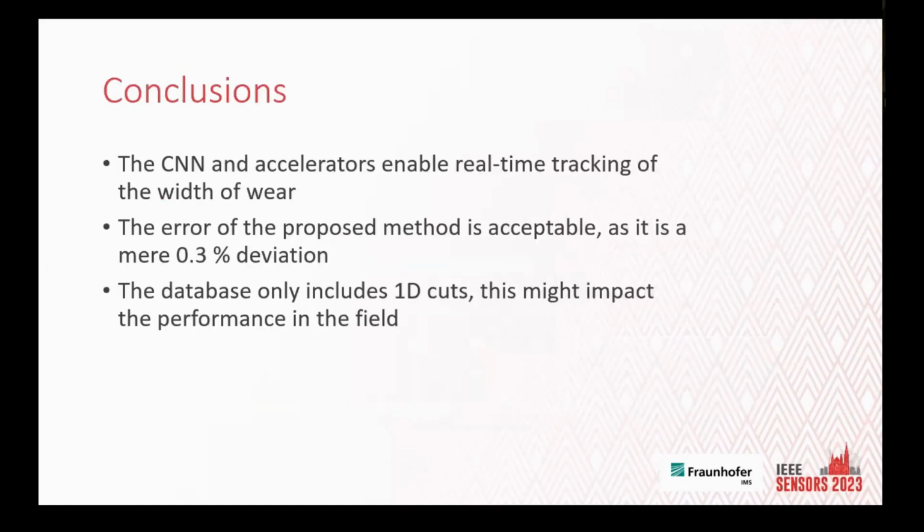This brings me to my conclusion that the CNN and the accelerators enable real-time tracking of the width of wear on our tool inside the CNC machine. So what we're transmitting out of the machine is only this value in millimeters and not all the raw data. The error of the method that we are using here is quite acceptable as it's just 0.3% deviation compared to the range of the values that we're working with.